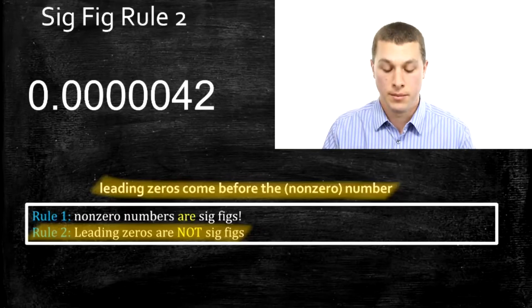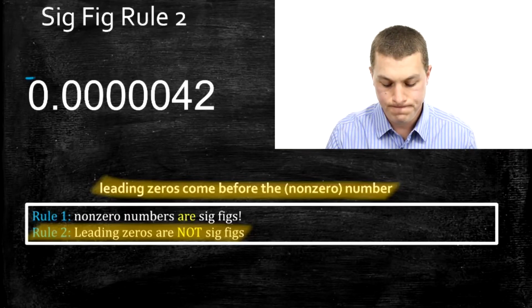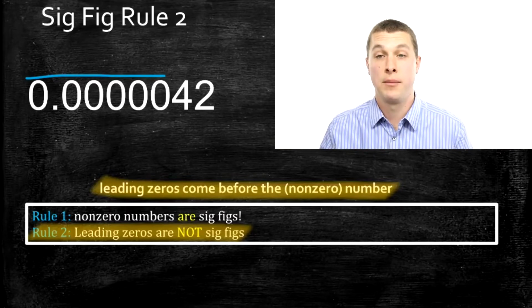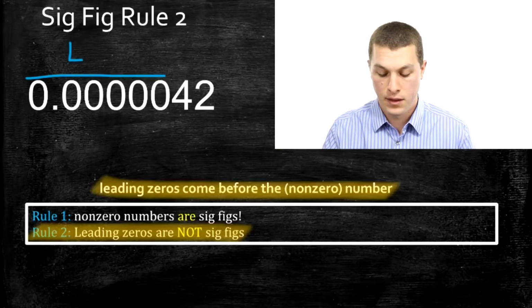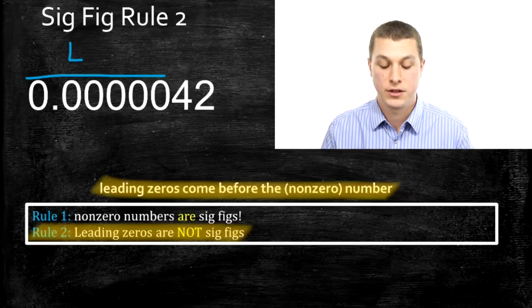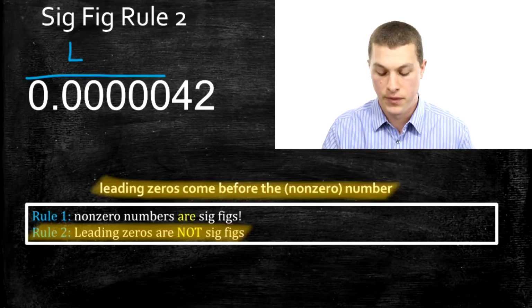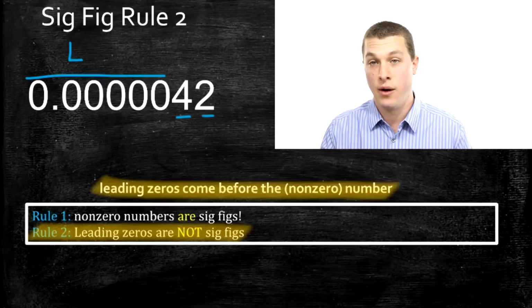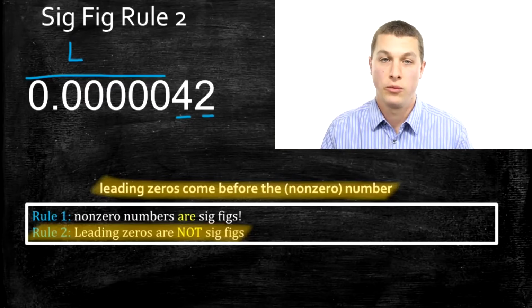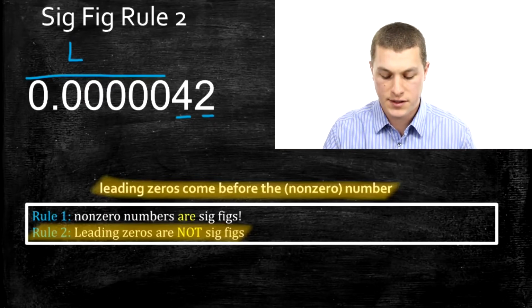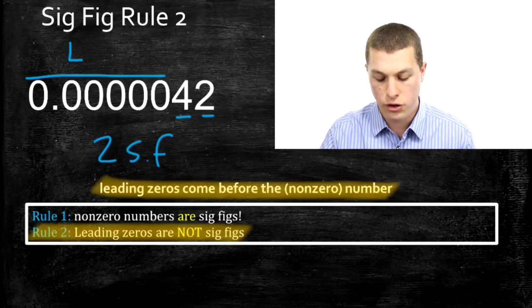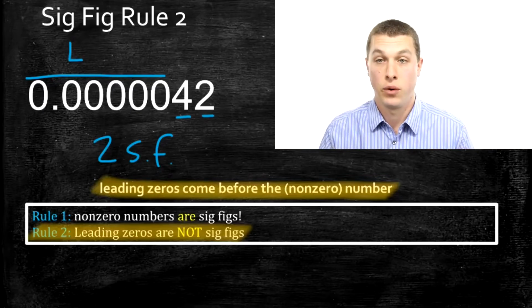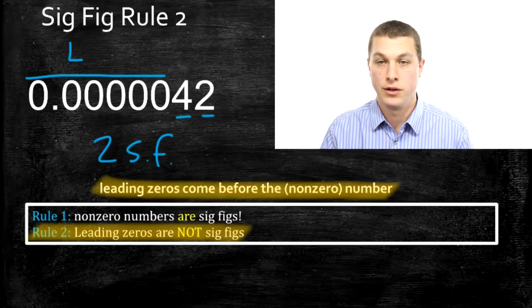And so when we go up to this number with all these zeros in front of the 4-2, we see that all of these zeros come up front. So they're leading zeros. So I'm going to put an L up there for leading. And we know from rule 2 that they're not sig figs. So if we go to count sig figs, we don't count any of those. They don't count because they're leading and they're not significant. On the other hand, 4 and 2 both count because they're non-zero numbers. So by rule 1, we know those are sig figs. So how many sig figs does this have? Just 2. So this number has 2 sig figs. And to get that, we had to apply rule 1 to know that 4 and 2 were significant, and rule 2 to know that all those zeros weren't.